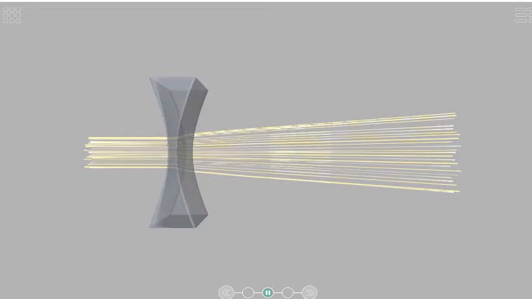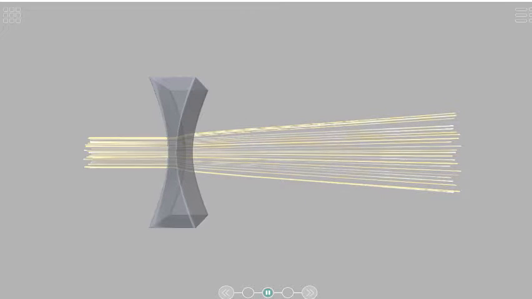So now we have the diverging lens. In a diverging lens, the rays will spread apart or diverge, and they will not meet at a point. By looking at where the rays emerge, we can imagine where they would have to have come from if they had always been traveling apart.